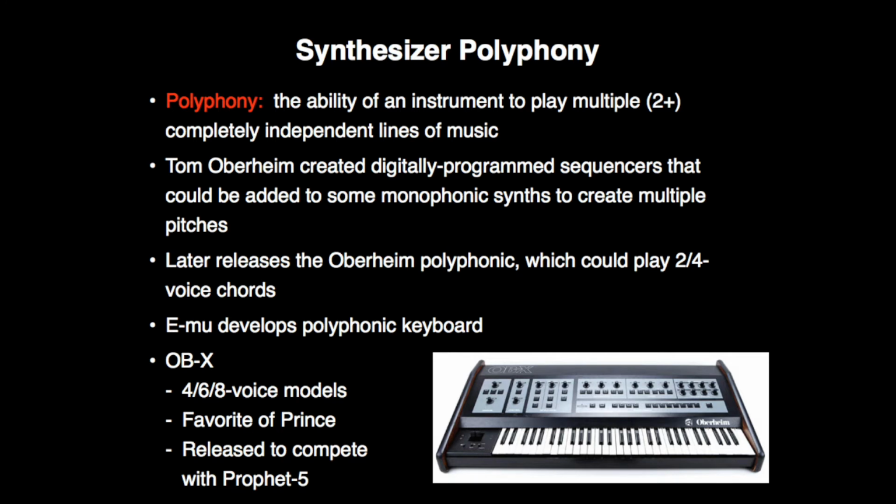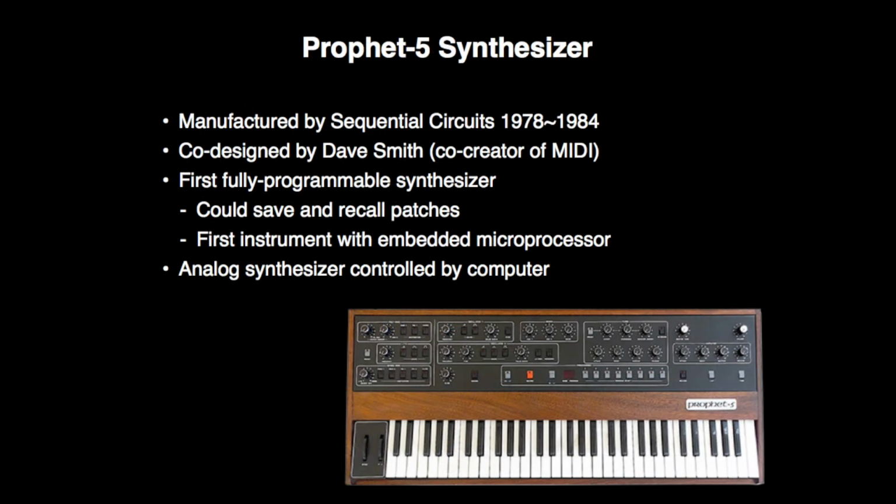So if you think back to the Prince examples, like 1999 that we listened to early in the semester, this is the synthesizer that he was using to produce those songs. Now, the OBX was an important polyphonic synthesizer, but it was released a year after the Prophet 5. It was actually released to compete with the Prophet 5. And the Prophet 5 is arguably a more historically important synthesizer.